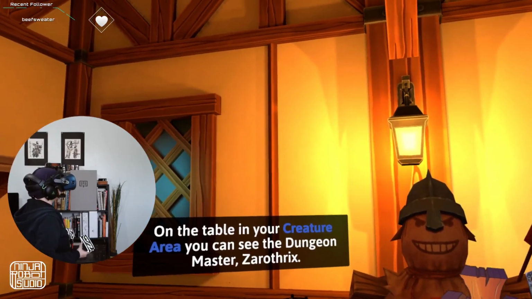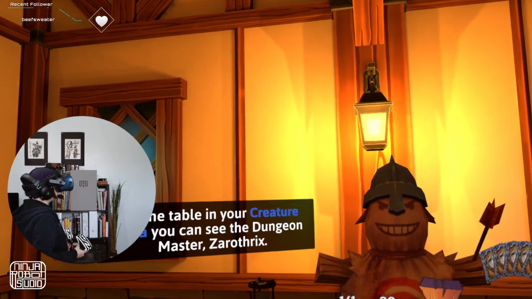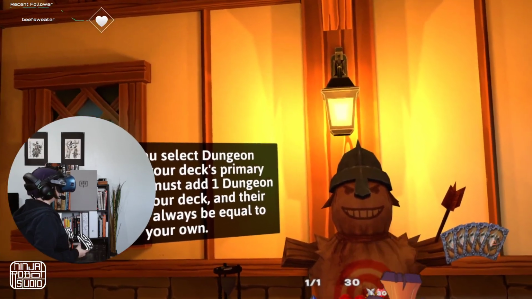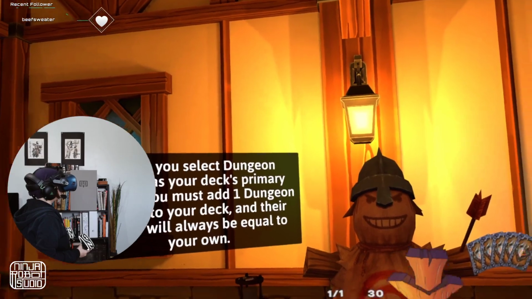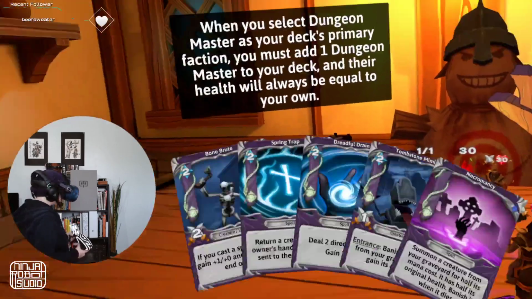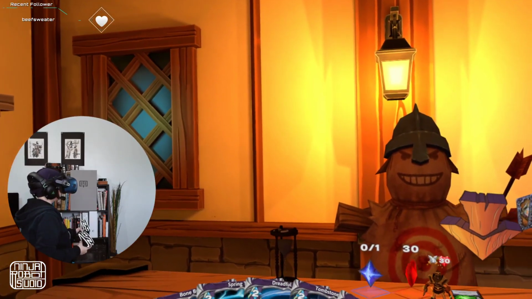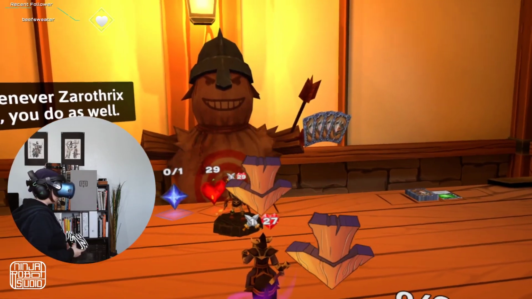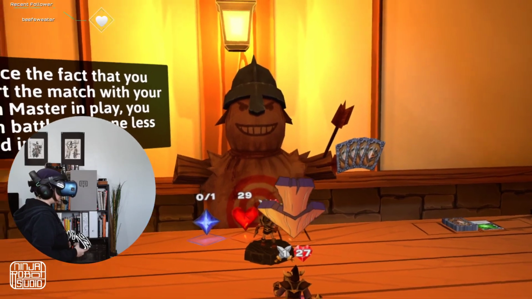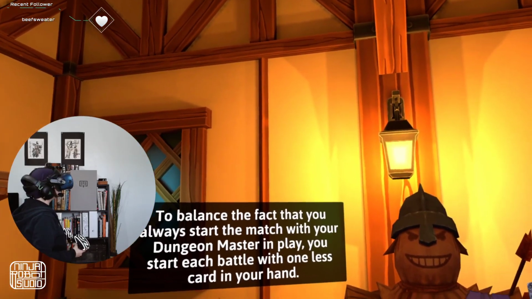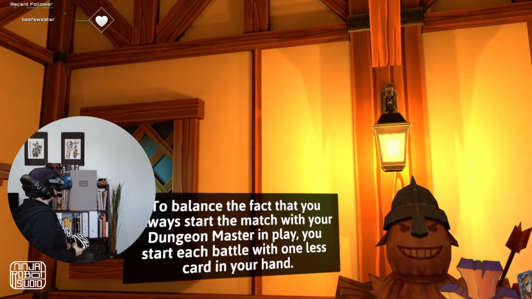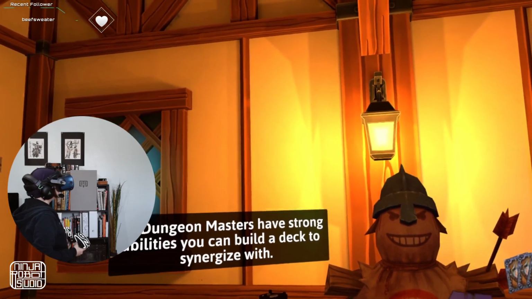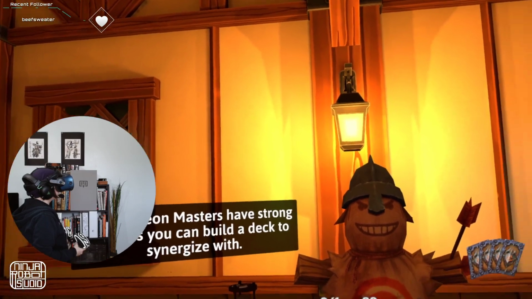On the table in your creature area, you can see the Dungeon Master Zerothrix. When you select Dungeon Master as your deck's primary faction, you must add one Dungeon Master to your deck, and their health will always be equal to your own. This means whenever Zerothrix takes damage, you do as well. To balance the fact that you always start the match with your Dungeon Master in play, you start each battle with one less card in your hand. All Dungeon Masters have strong abilities you can build a deck to synergize with.